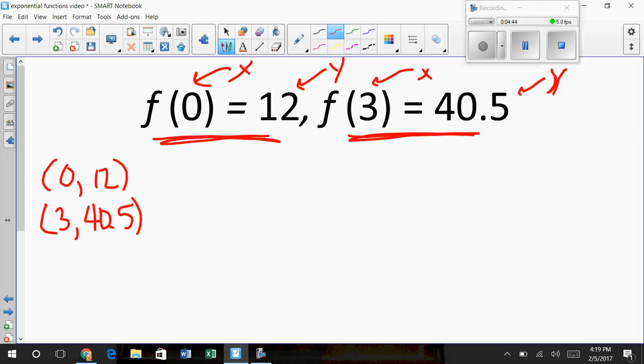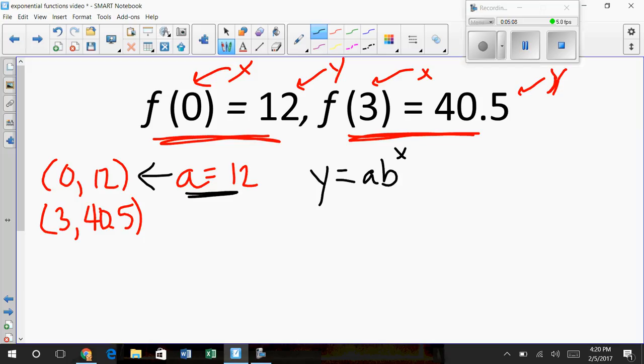What's kind of nice about the points they've given you specifically is that this one, when x is 0, is giving us our y-intercept. So I know that a is 12 in this function. I don't know b, and I don't have the in-between values to figure it out. So the best thing I can do is use my plain old exponential function formula to substitute in what I know and solve for b.